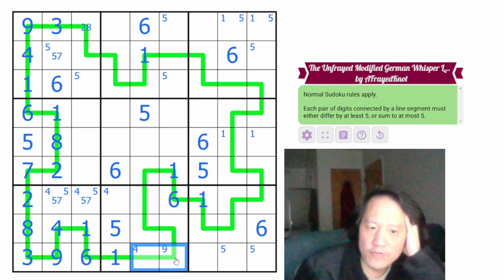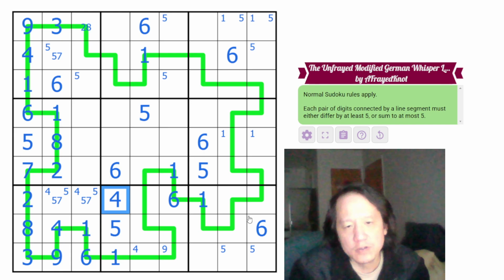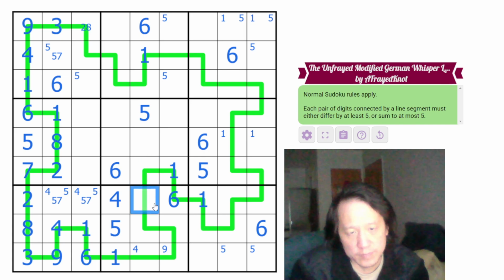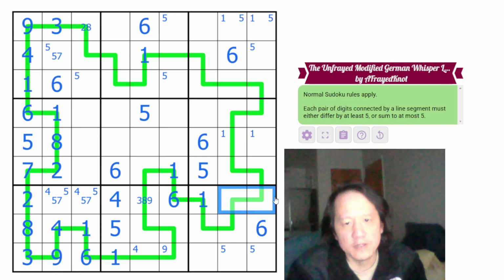Therefore, this can't be 4 and 9, because the 9 can't be there. Therefore, this is a 4. Which means 4 is one of those 3. This could be 2 or 7 or 8. This can't... This is 3, 4, 8, or 9. This has to be 3, 8, or 9, and these are 3, 8, or 9.